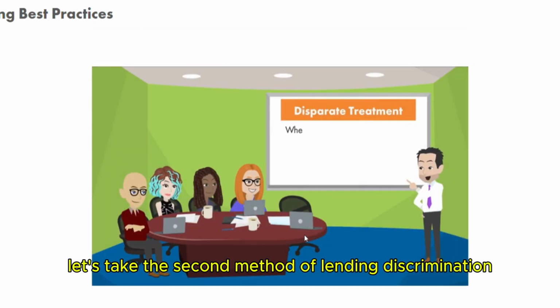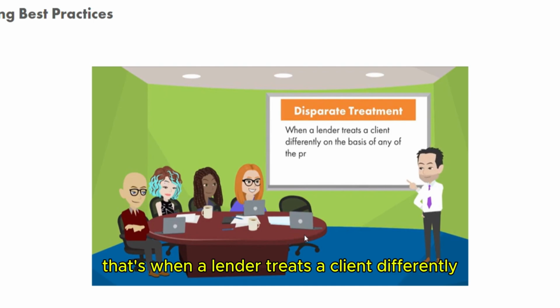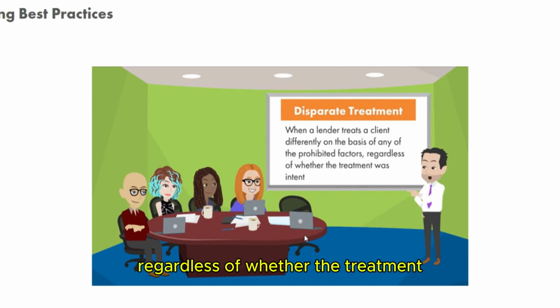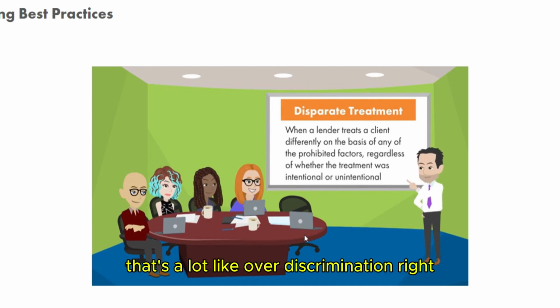Now let's take the second method of lending discrimination, disparate treatment. That's when a lender treats a client differently on the basis of any of the prohibited factors, regardless of whether the treatment was intentional or unintentional. Sounds a lot like overt discrimination, right?